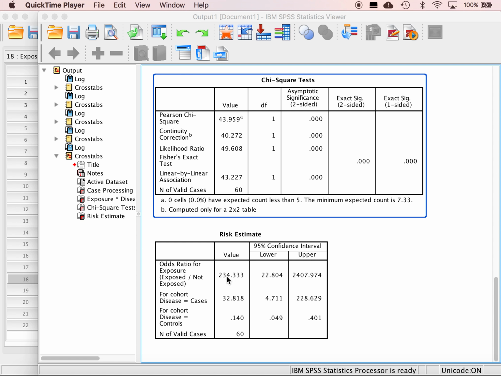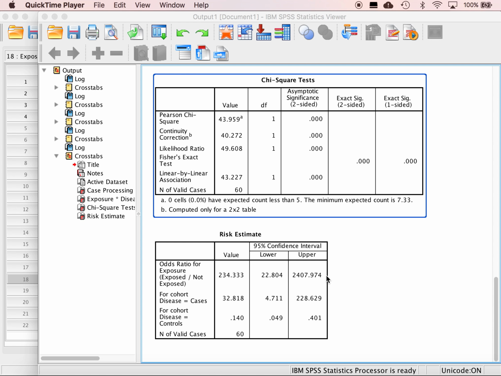all of those things. So once we performed the test in SPSS, the odds ratio that we found was 234.333. So that's really the test value, the critical value that we're looking for. And if we were to write the 95% confidence interval, we generally write that with a parentheses. We put the lower number and then a comma, and then we put the upper number and then a parentheses after it. So (22.804, 2407.974). So that's my 95% confidence interval.